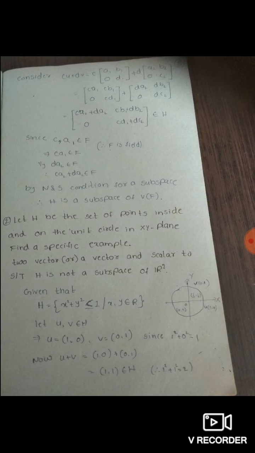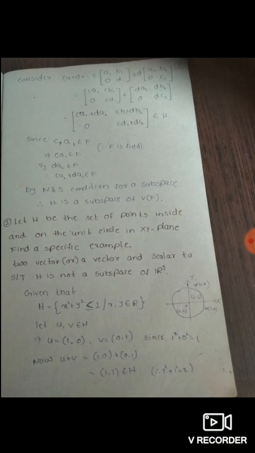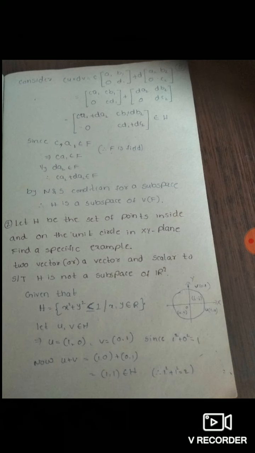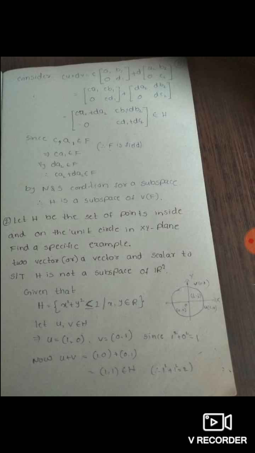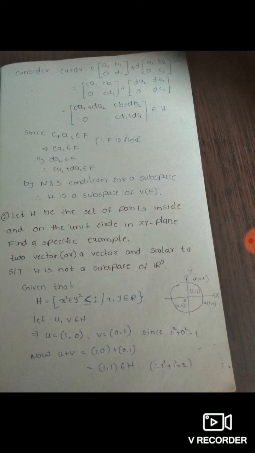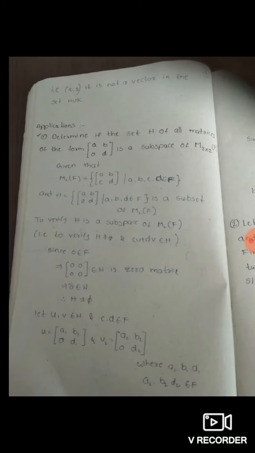Since c, A1 belong to F, cA1 belongs to F, and d, A2 belong to F, dA2 belongs to F, so cA1 plus dA2 belongs to F. By the necessary and sufficient condition for a subspace, the set of these 2 by 2 matrices is a subspace of M2x2(F). Once again, let us explain the problem.